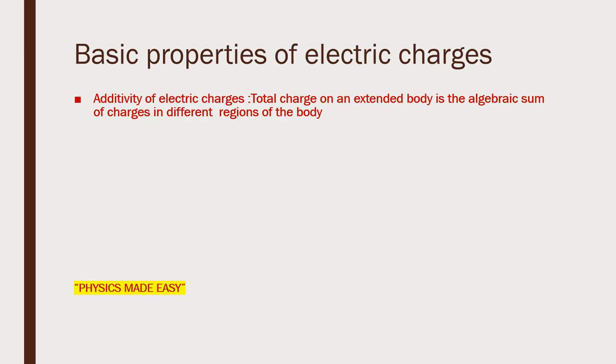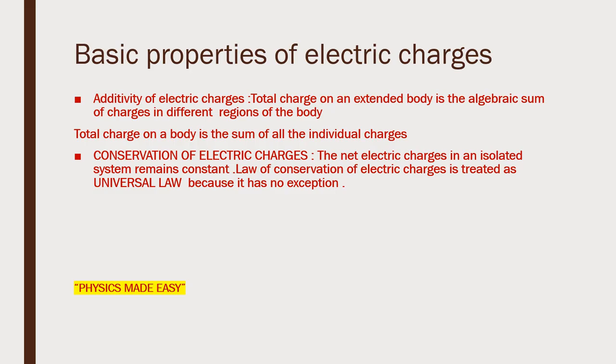The first property is the additivity of electric charges. We know that there are two types of electric charges, positive and negative. Like charges repel each other and unlike charges attract each other. To calculate the total charge on an extended body, this is equal to the algebraic sum of charges in different regions of the body. Total charge on a body is the sum of all individual charges. Positive and negative charges are added like real numbers.